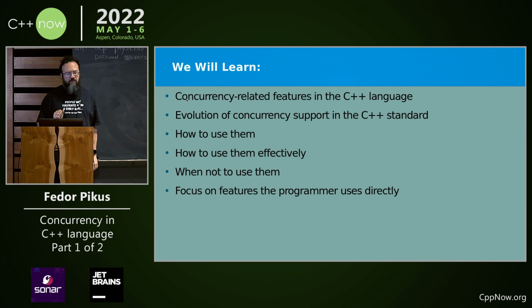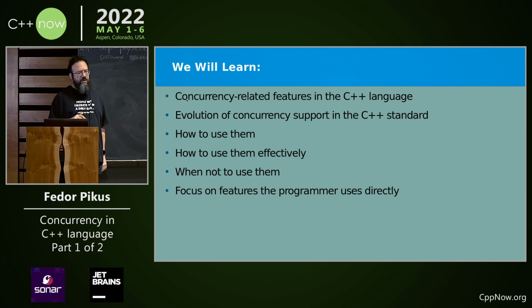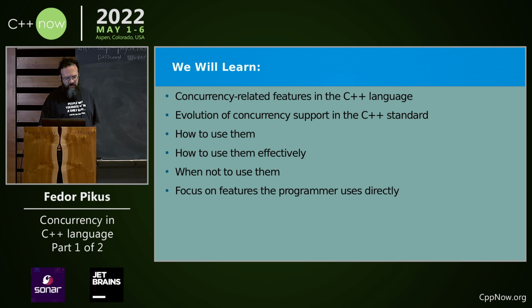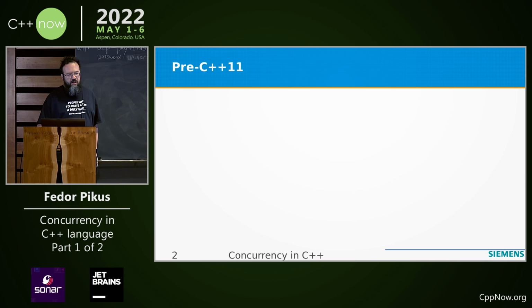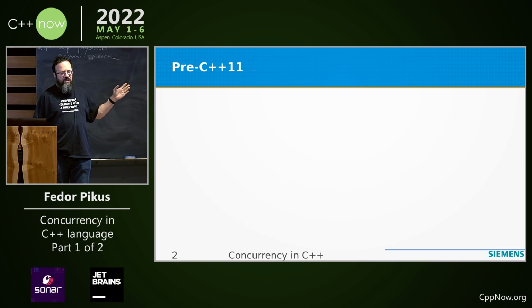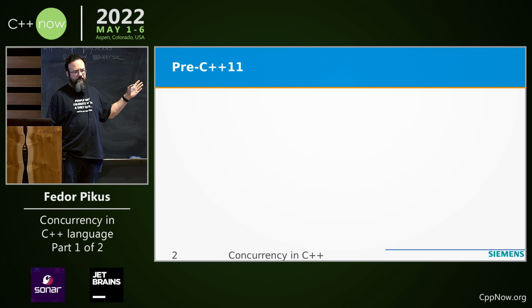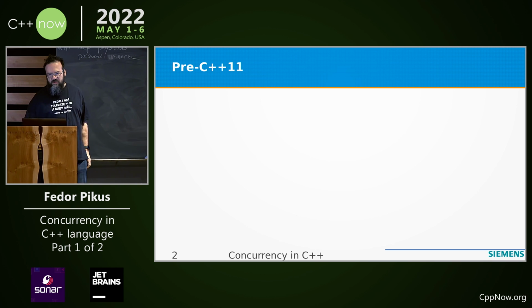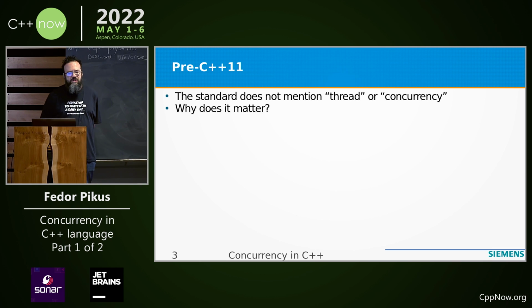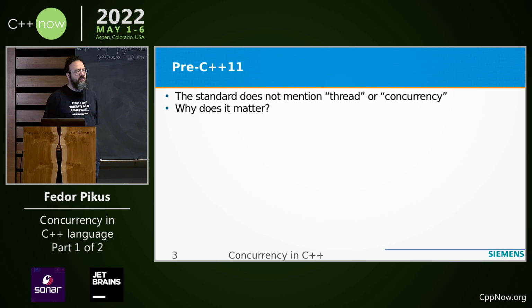And with that, let's start the first part, which is the introduction to the language. In the introduction part, I'll show you the basic language features, tell you when they appeared, how to use them, and what they do. I'll show you a few of them in real life. So let's start with before C++11, so C++03 and earlier. This is all the standard has to say on the subject of threads. It fits on that one slide. So there is no word thread, there is no word concurrency.